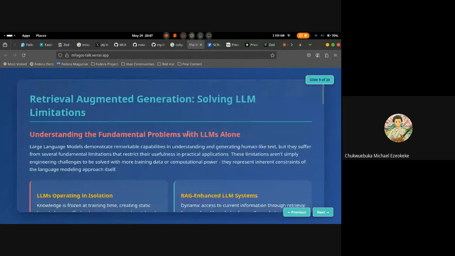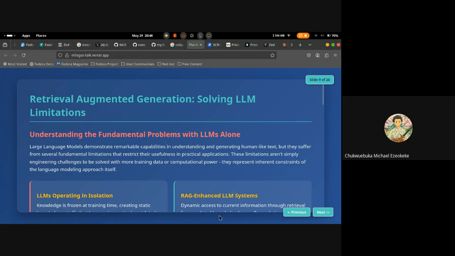So let me talk about RAG. The link to this slide will be shared with the community so you can just go through it. We are almost running out of time. It's almost 9 p.m., so I'm just going to talk about RAG and how RAG solves LLM limitations.